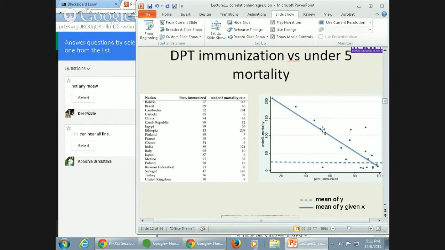So the difference between these two lines tells you something about the existence of a linear relationship, and it tells you something about whether this regression line helps you to explain under 5 mortality. And I'll show you this in some equations later, but in short, if the squared distances of these data points from this regression line are significantly less than the squared differences from the dashed line, then that's a case where we're going to reject the null hypothesis, because this regression line is giving us additional information that helps us to predict the response variable.